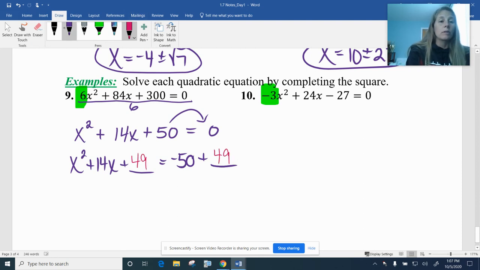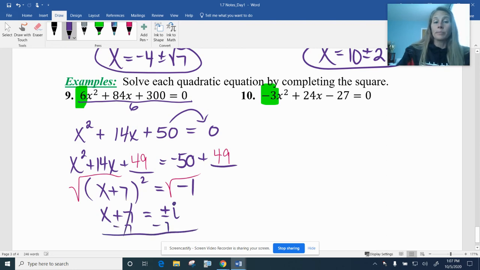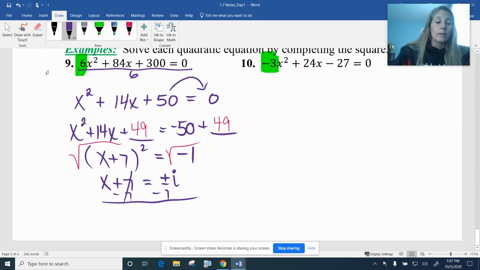So now I can factor this: x plus 7 squared. And over here, I combine those like terms, I get negative 1. Now I can use my square roots to solve. X plus 7 equals plus or minus, and it would be 1i. So I'm just going to write the i. And then finally, I subtract the 7 so that I can get that x all by itself. And I have x equals negative 7 plus or minus i.